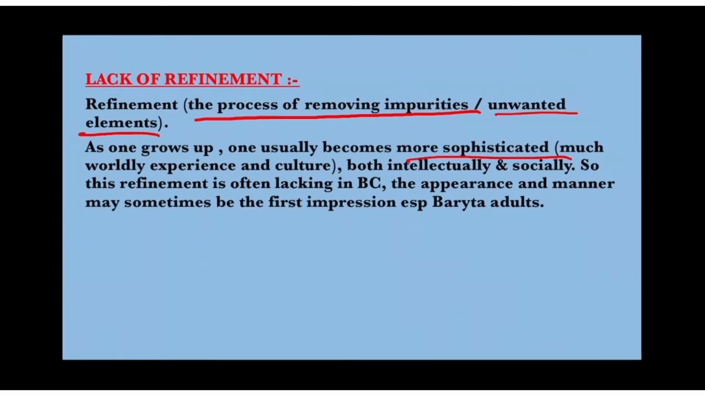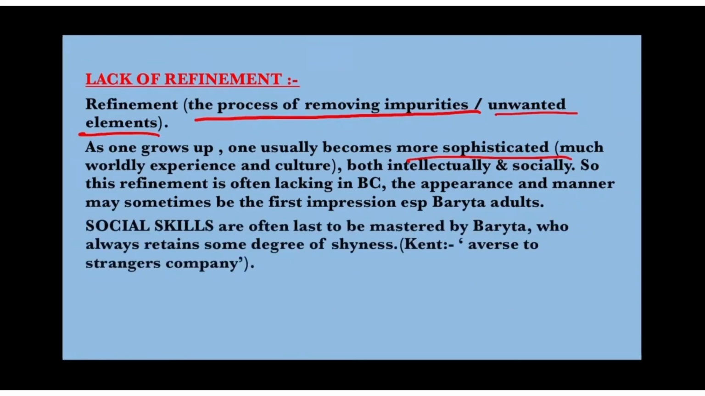This kind of refinement, the process of removing certain things as one grows up, is absent. He keeps on adding as he grows. Certain things he has to eradicate or remove when he grows, but he continues the same in his adult phase as well. The appearance and manner may sometimes give the first impression, especially in Baryta carb adults.